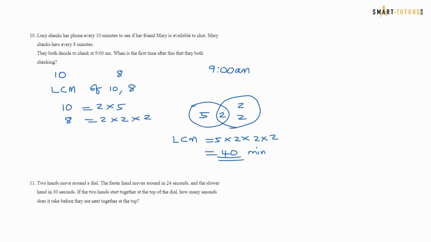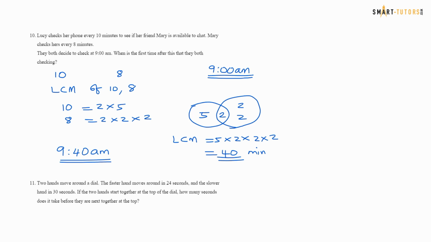So 9 o'clock is the start time, when they both checked at the same time. The next time they check together is 9 o'clock plus 40 minutes, which is 9:40 a.m. That is the answer for question number 10.